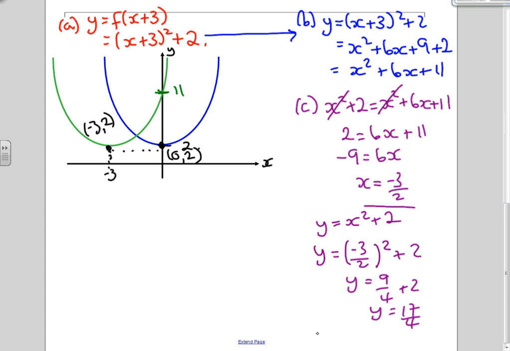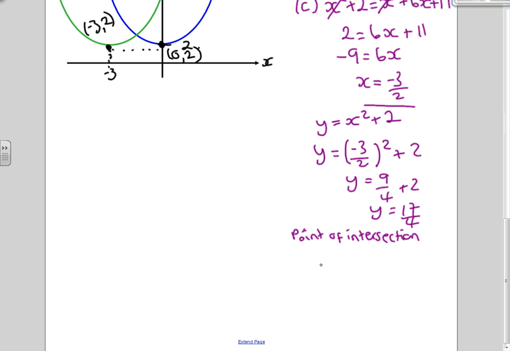So my point of intersection will be at minus 3 over 2, 17 over 4.